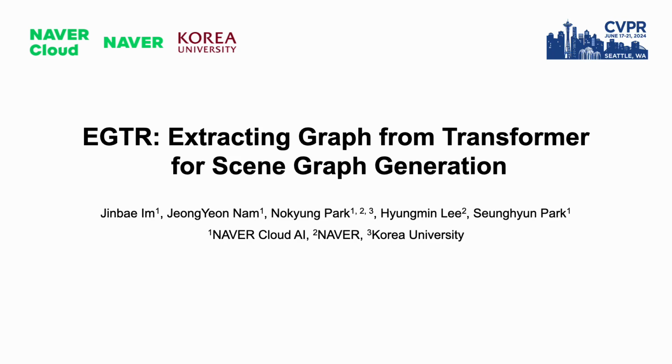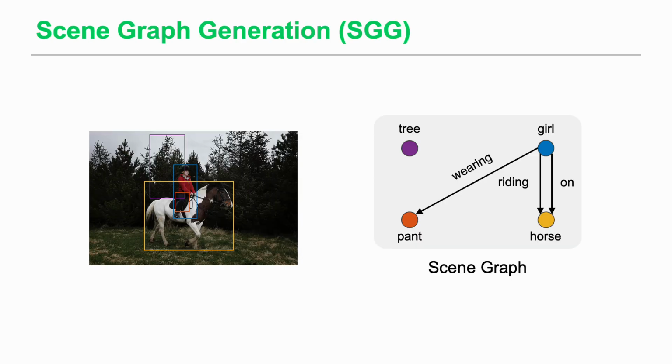I'll present our work, EGTR, extracting graph from transformer for scene graph generation. Scene graph generation aims to predict scene graphs with objects as nodes and relations as edges. Most previous studies took two-stage SGG approaches that detect objects and then predict their relations.